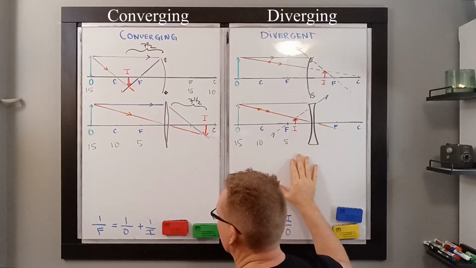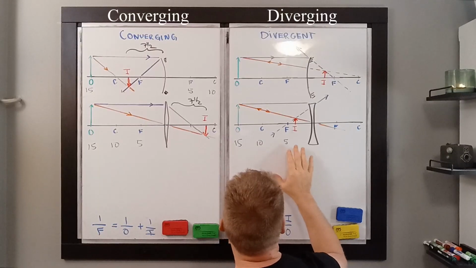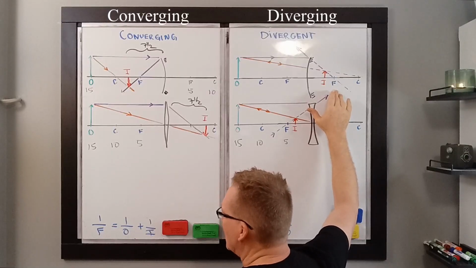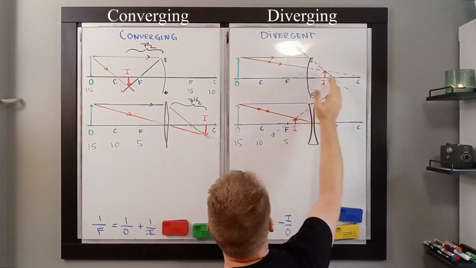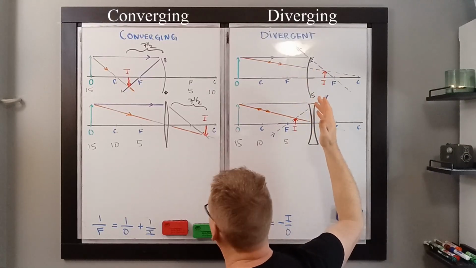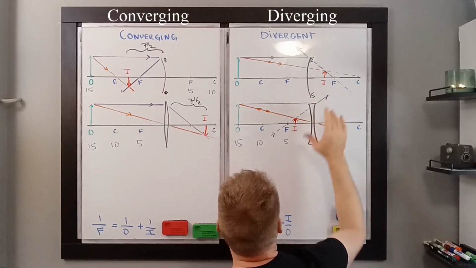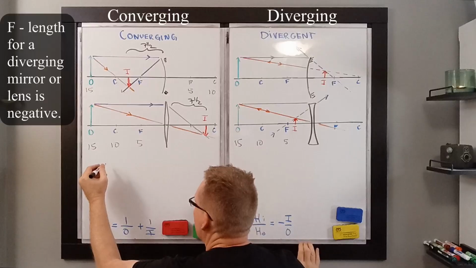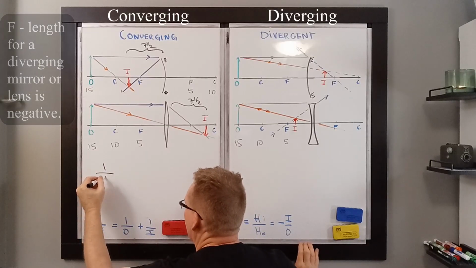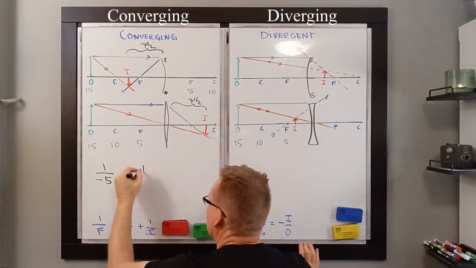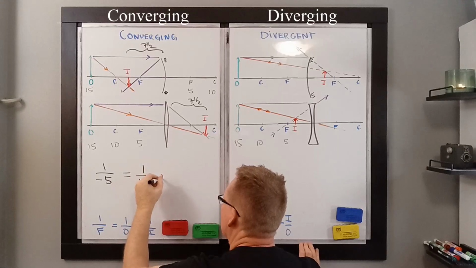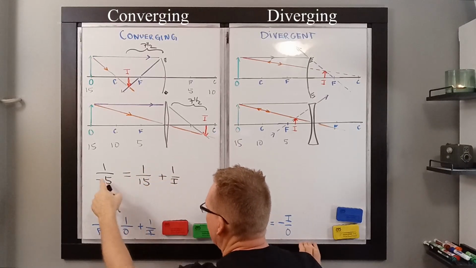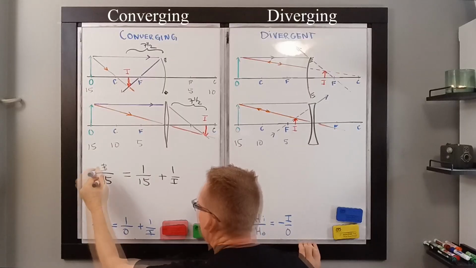Now, what do I use for the focal length for that? Well, notice for both of these here, the light does not actually converge there. It seems to come from there, which is the opposite of what a focal length should do. And the same over here. So the focal length for diverging lenses is negative. So I'm going to use 1/-5 is equal to 1/15 plus 1 over image. Again, I can take this to the side. I can make this 3 over 15.